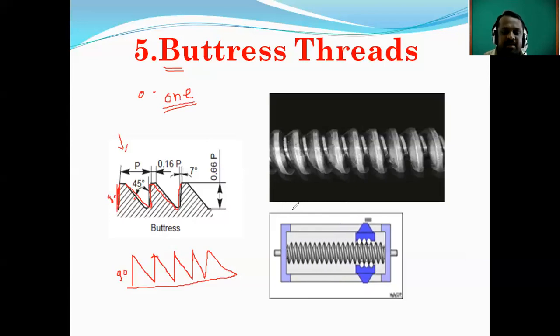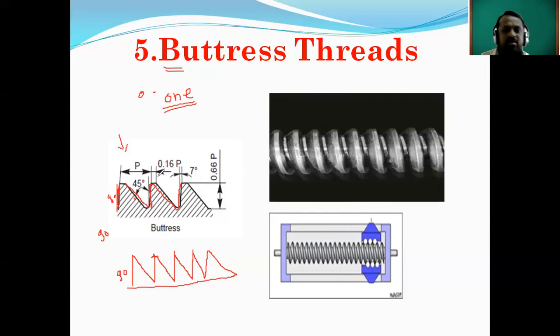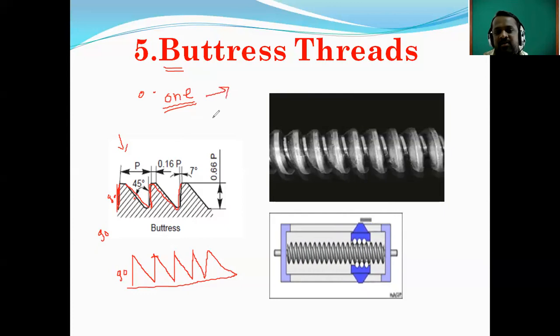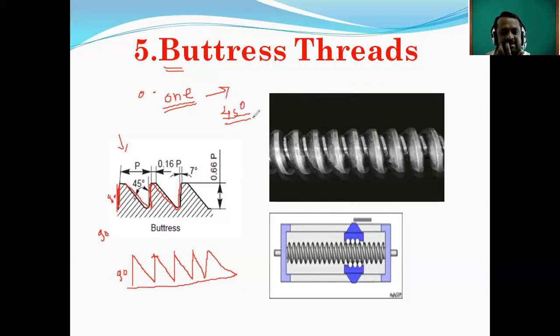buttress thread. But why is that buttress thread transmitting the power in only one direction? Yes, anybody? Because its one flank is at 90 degrees and the other flank is at 45 degrees. Because of that, it will transmit the power in only one direction. The point you have to remember regarding the buttress thread is the included angle. The angle is 45 degrees, and the buttress thread is used for transmitting the power in only one direction, like this.